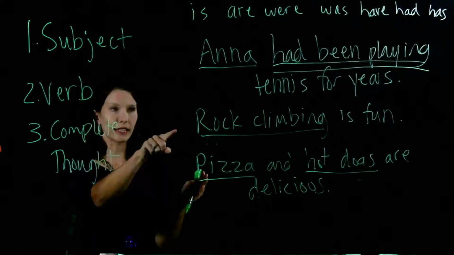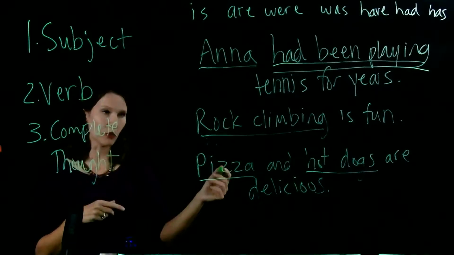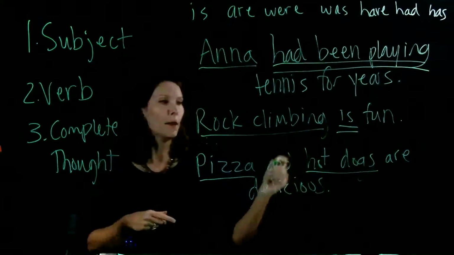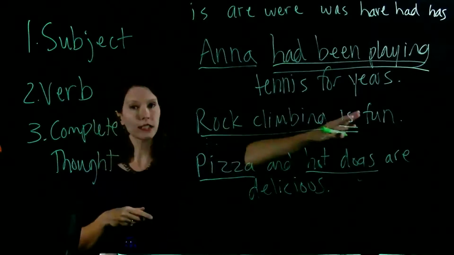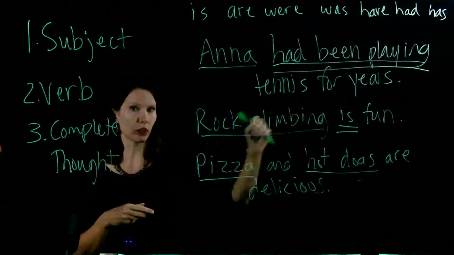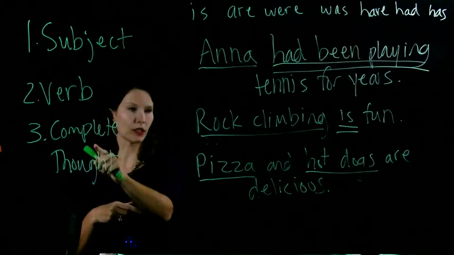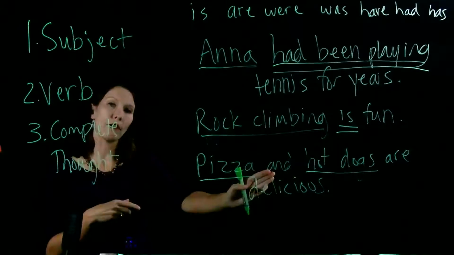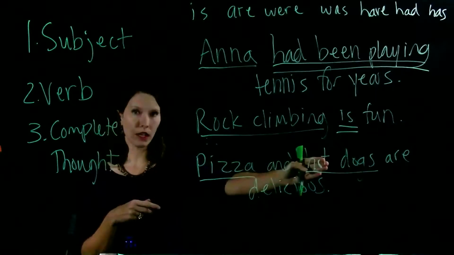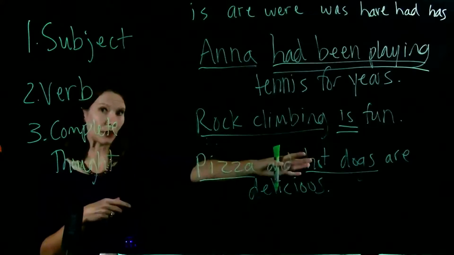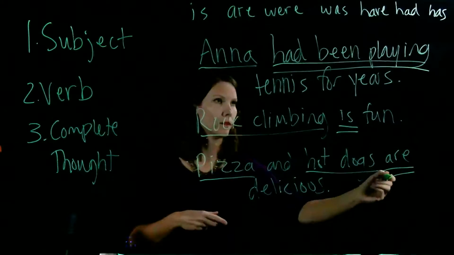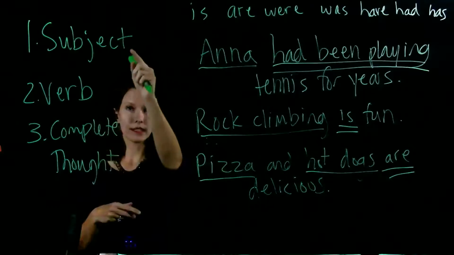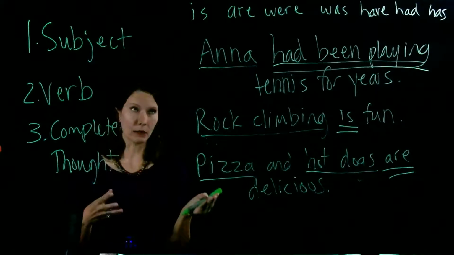So looking at our second example, rock climbing was our subject. The verb in this case is. So this is a complete sentence. It has a subject, a verb, and a complete thought, which I'm going to touch on in a moment. Looking at the final example here, pizza and hot dogs are the subject. There's a linking verb, are. So all of these are complete sentences because they have these elements.